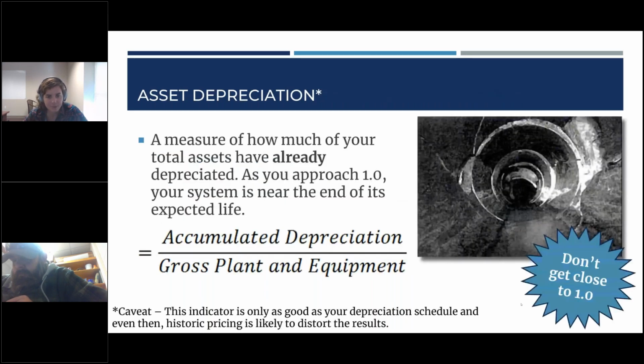All right, so another indicator that we often calculate whenever we do technical assistance with utilities is asset depreciation. That's basically just going to show us, in aggregate of all of your total capital assets that are depreciable, how much of them have already depreciated. And so what you can find typically in the notes is this gross plant and equipment. So that's going to be your total depreciable assets, and then an accumulated depreciation value.